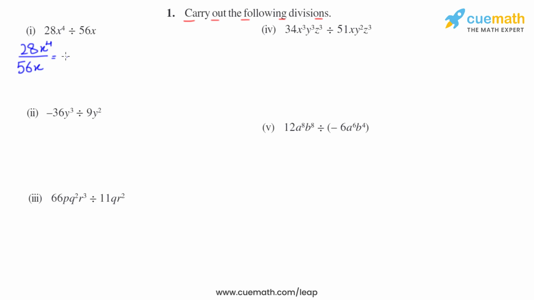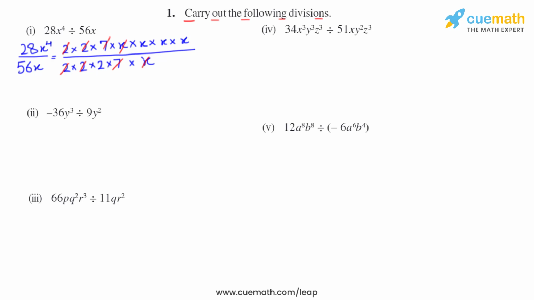What we can do is write the prime factorization of 28. So 2 into 2 into 7, and for x raised to the power 4, x into x into x into x. For 56, the prime factorization will be 2 into 2 into 2 into 7, and 1 x is there, so into x. Now, as they are in division, they are in fraction, we can cancel out the terms. So 2 cancels with 2, this 2 cancels with this 2, 7 cancels with 7, and 1 x cancels with 1 x.